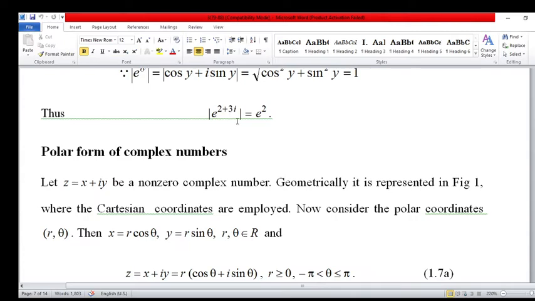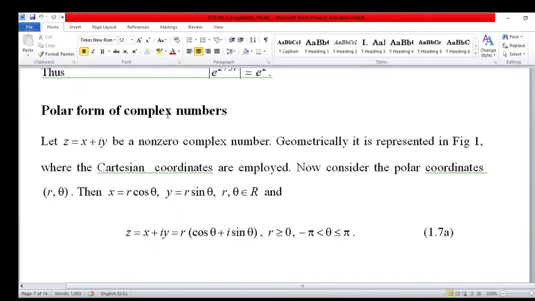Here this is the example. Now, polar form of the complex number. Polar form, this is the new concept for you. Let z be a non-zero complex number. Now geometrically it is represented in figure number 1, where the Cartesian coordinates are employed, as shown.